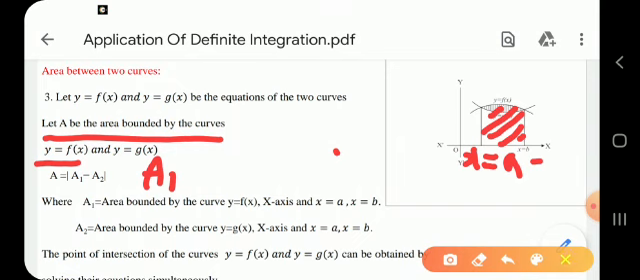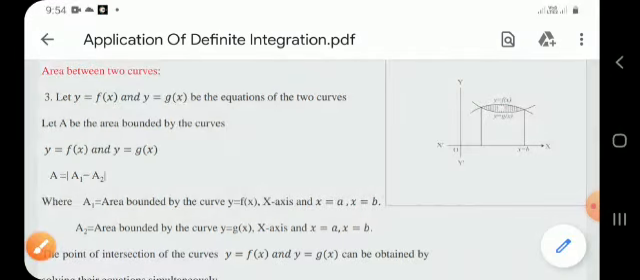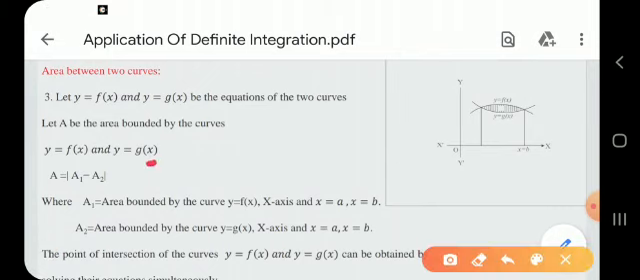Then we consider the area which is bounded between the curve y is equal to f of x, that is our lower curve, then the x-axis, then x is equal to a, and x is equal to b. So the area of the region bounded between this curve, x is equal to a, x is equal to b, and the x-axis, let us consider this as A2.